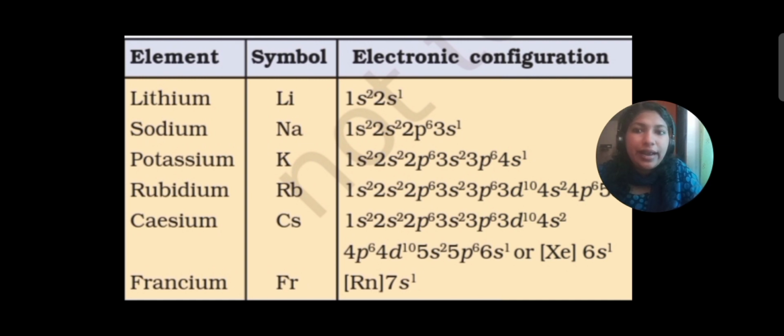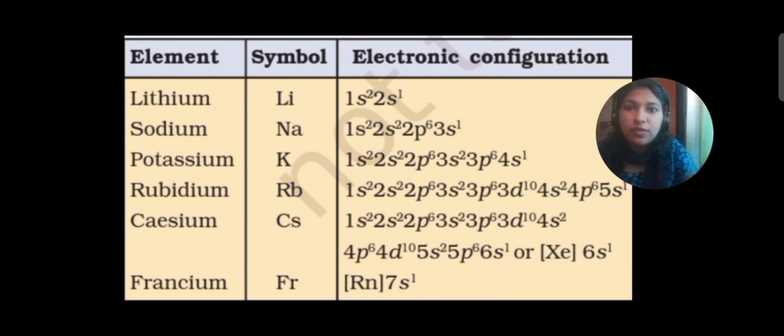The last electron enters the s subshell or s orbital. In lithium it is 2s1, sodium 3s1, potassium 4s1, rubidium 5s1, cesium 6s1 and francium 7s1. So the last electron enters the s orbital. A very common property in alkali metals is that the outermost shell has only one electron.